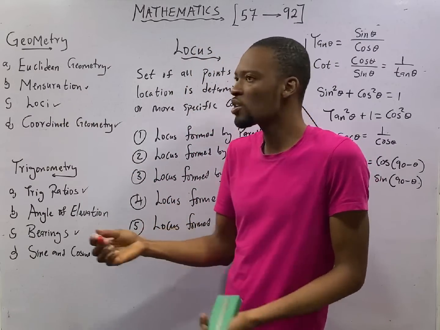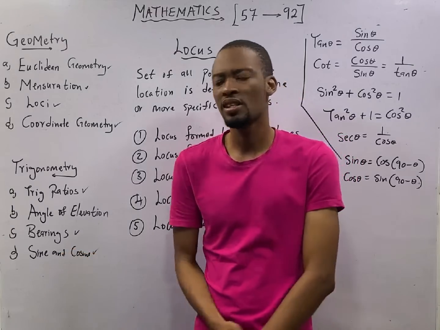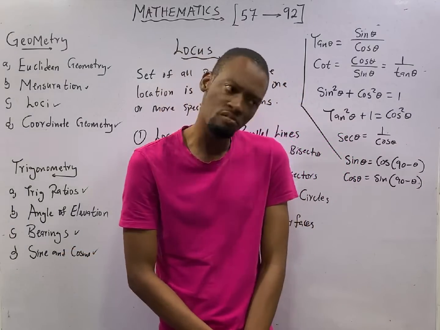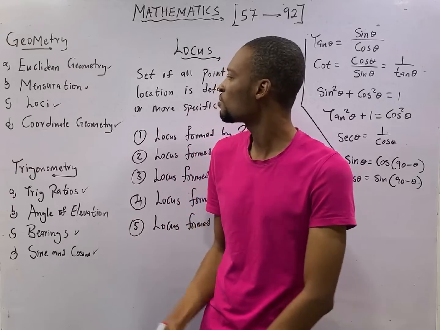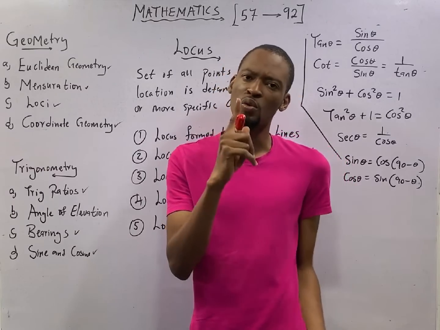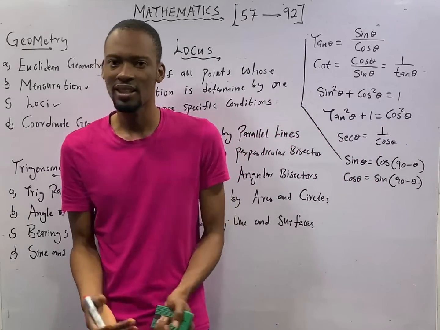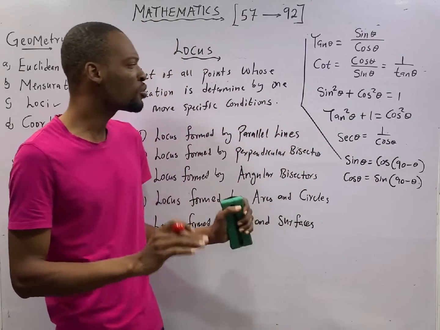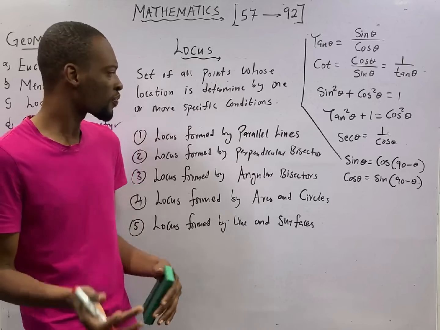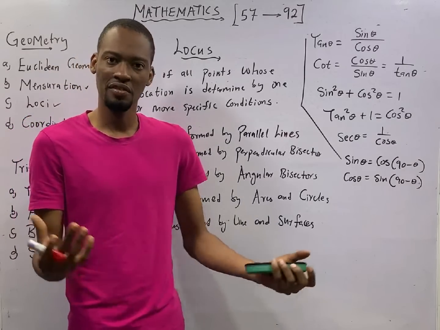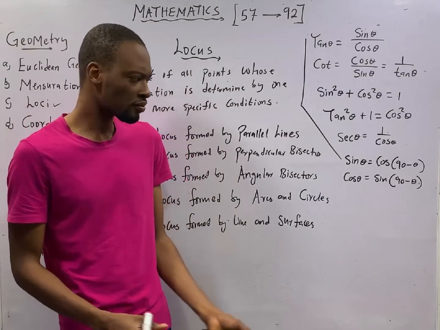Locus is not a hotcake topic in Jamb Mathematics, and at least once in 2-3 years, one question comes under loci. And the good news about locus or loci is that you do not need to panic too much. Most of the questions are fixed or repeated.